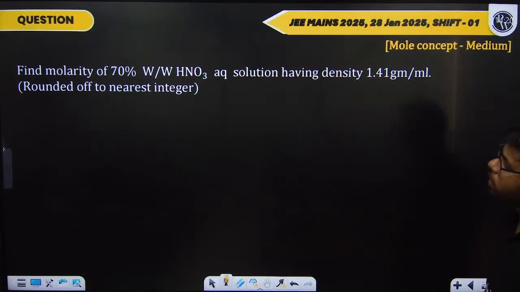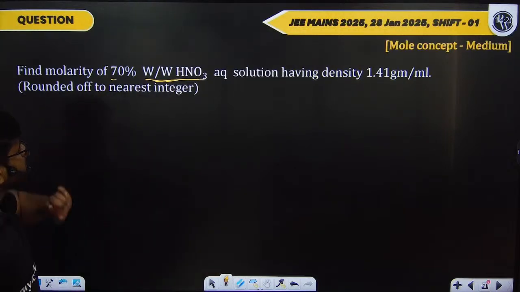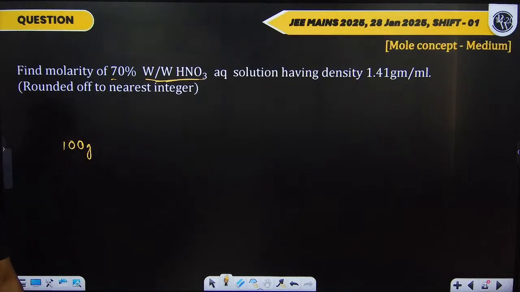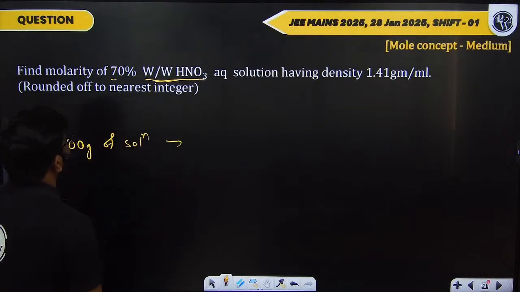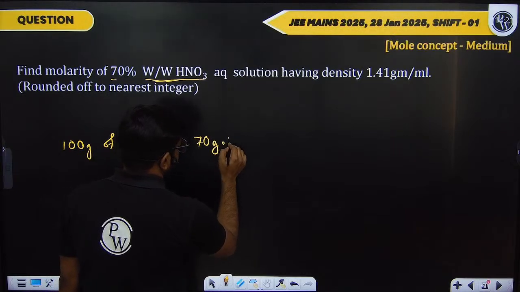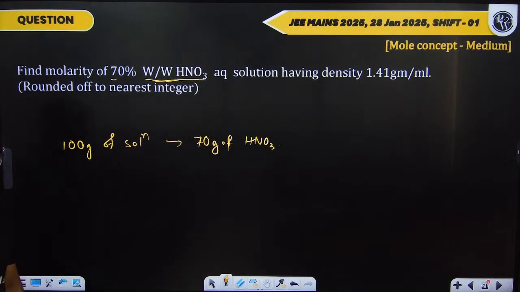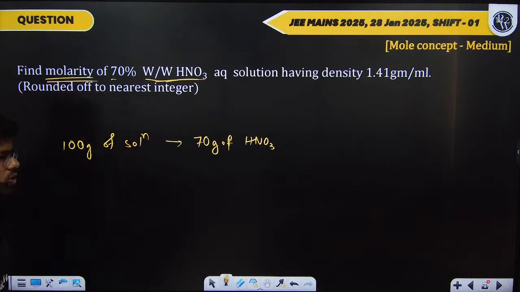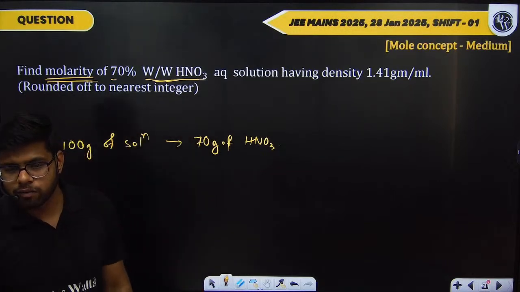What have they given? Find the molarity of 70 percent weight by weight HNO3. Fine. What is the meaning of this? I am taking 100 gram of solution. 100 gram of solution contains how many grams of HNO3? 70 grams of HNO3. Now what are they asking? They are asking molarity. What is molarity? Molarity is the number of moles of solute present in 1 liter of solution.